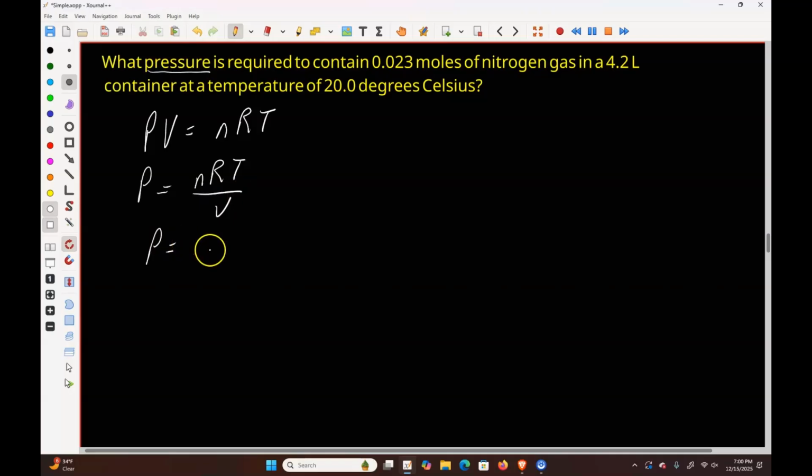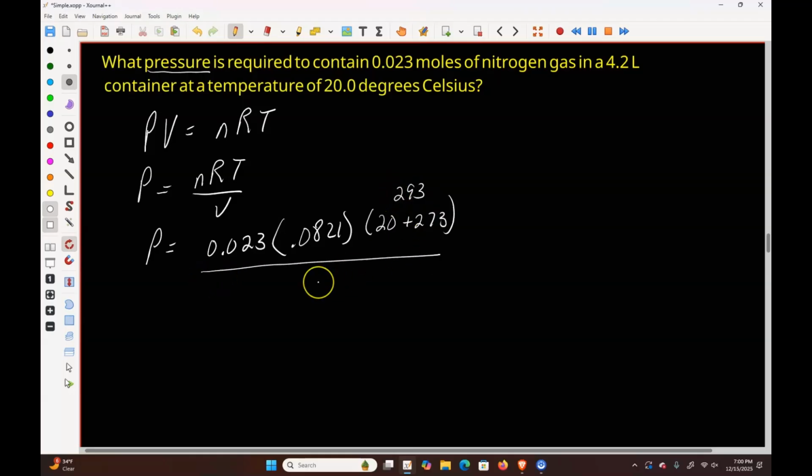So the pressure is going to be, I have 0.023 moles times 0.0821. The temperature is 20 degrees, so that'll be 20 plus 273, that's 293, over the volume of 4.2 liters. So I'm going to multiply this out. I'm going to get 0.132 atmospheres.